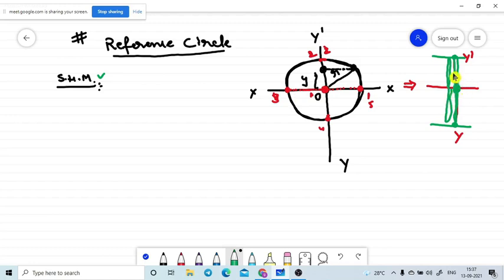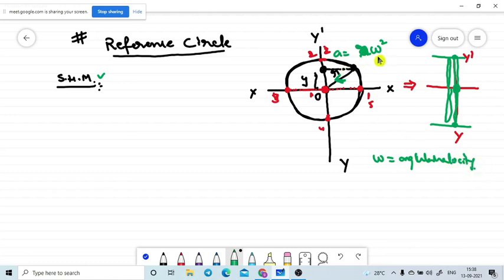Then one more thing, the acceleration. If the body is moving in a circular path, then the centripetal force will act towards the center. That value we already know. That value is equal to R omega square. This is the centripetal acceleration of the particle, which will act towards the center. Then this is the acceleration of the particle. Here omega is the angular velocity of the particle.